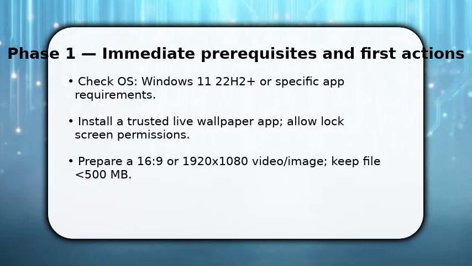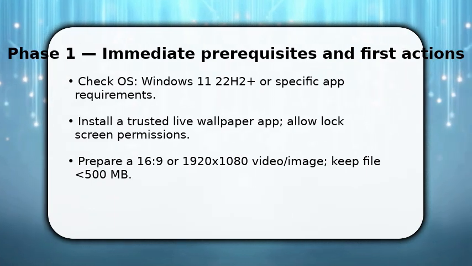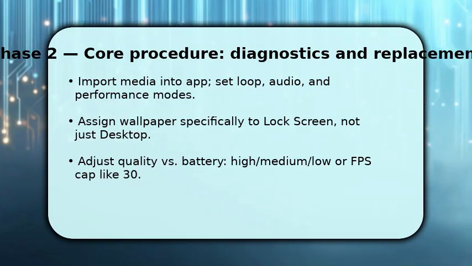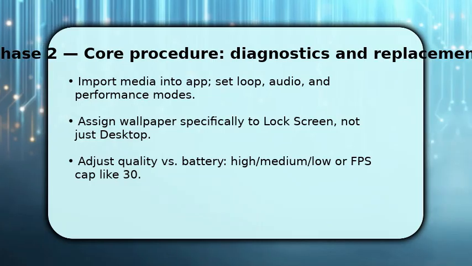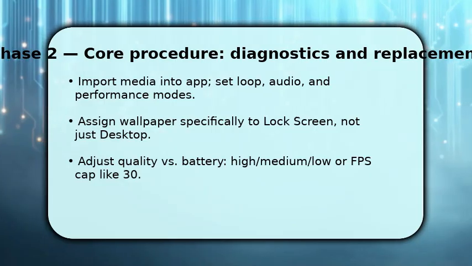You'll begin the configuration in the app. Follow the on-screen import steps to load your media into the app. Once your file is imported, you'll choose playback options: loop, mute, or allow audio, and performance profile. Make sure to explicitly assign the asset to the lock screen profile because many apps default to desktop only.